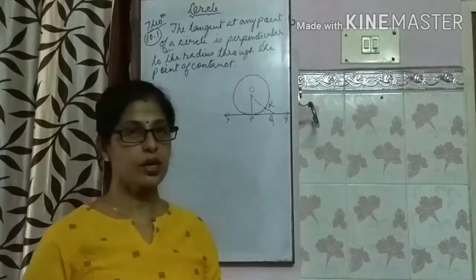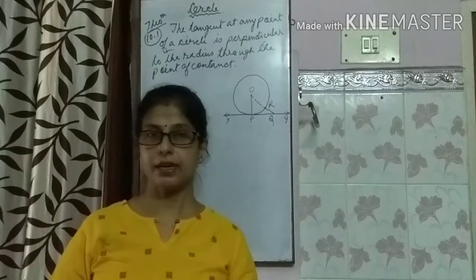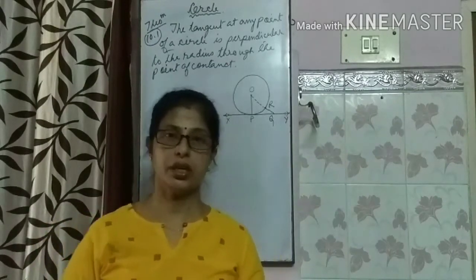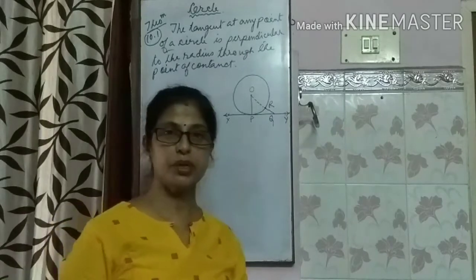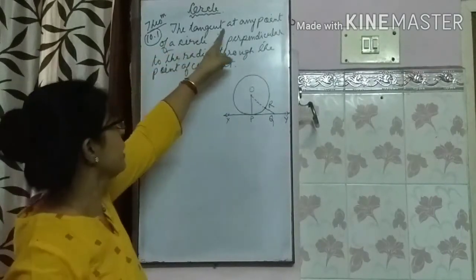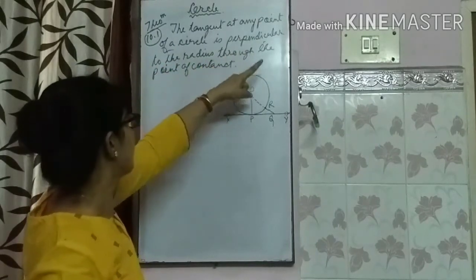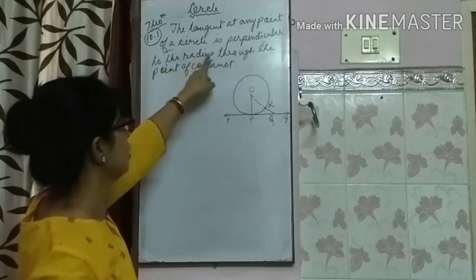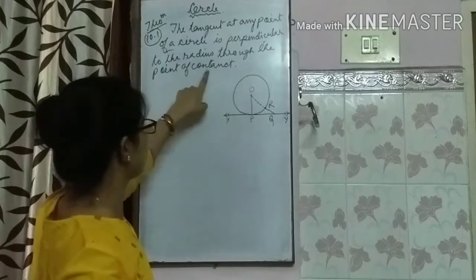Today I am bringing you the chapter Circles of class 10 NCERT book. There I will be doing two theorems, 10.1 and 10.2. Here is the first theorem: the tangent at any point of a circle is perpendicular to the radius through the point of contact.